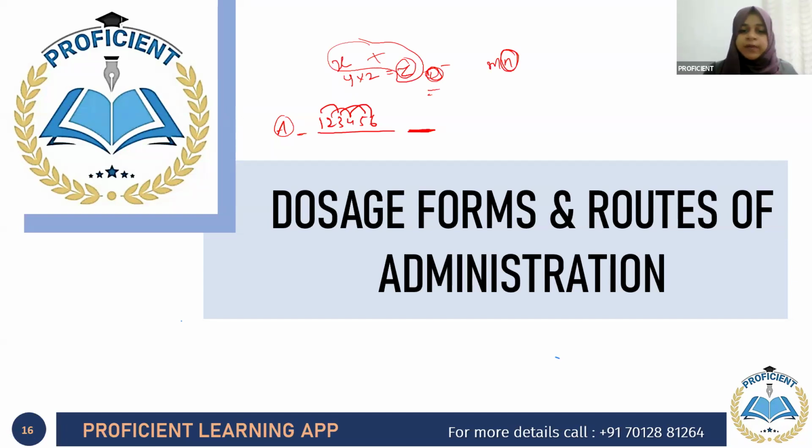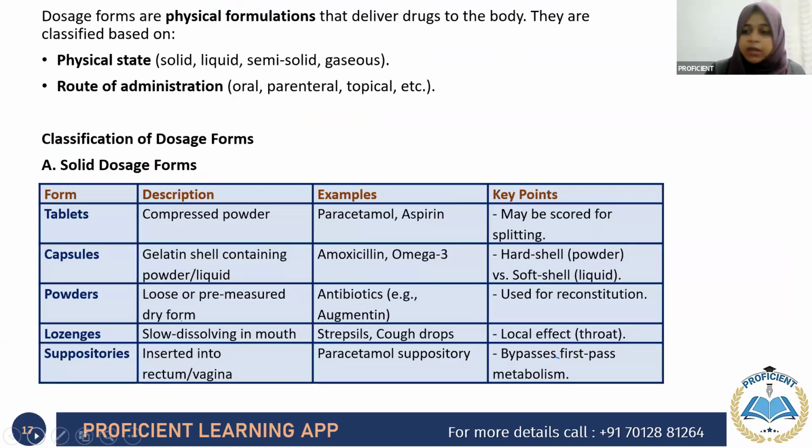Okay, next is dosage form and route of administration. Dosage form can be either solid, liquid, semi-solid, or gaseous. These are physical formulations delivered to the body, so that is the physical state. What are dosage forms? You make the drug into a formulation, like paracetamol can be made into a tablet, which is a solid dosage form, or a suspension, which is a liquid dosage form. We convert a drug to a particular dosage form for ease of administration.